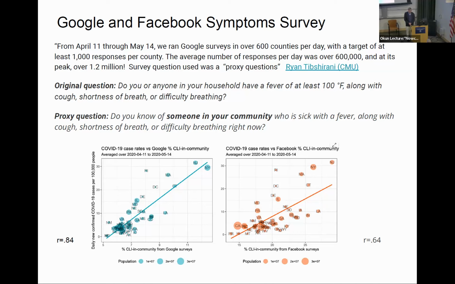Do you or anyone in your household have a fever of at least 100 degrees, along with cough, shortness of breath, and difficulty breathing? That was the original question. We got some nice data flowing in with people answering that question. And you compare that question to the geographic location of COVID.